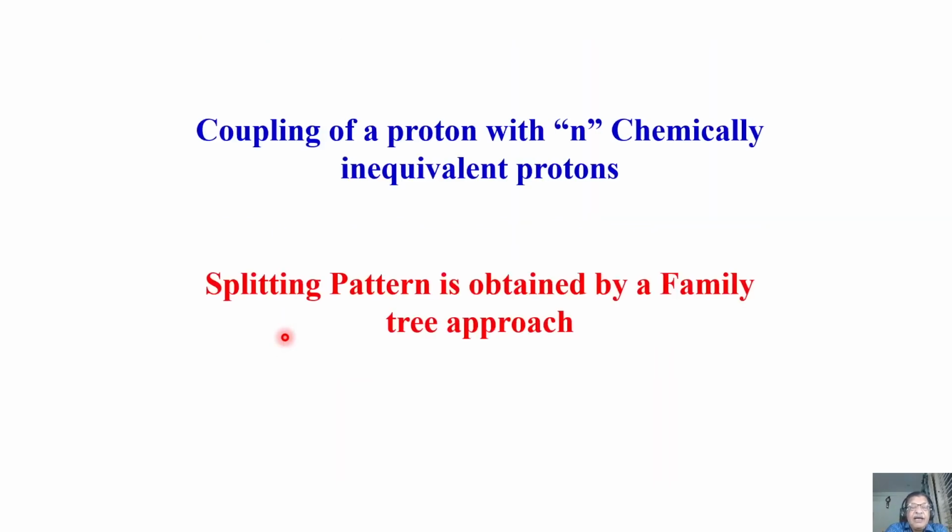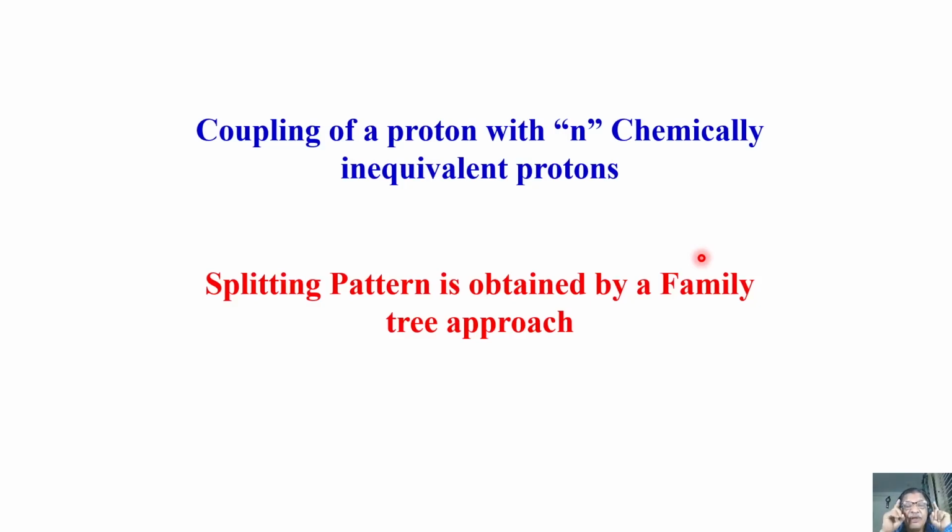And now we will go to more complex multiplicity patterns. Remember one important point: coupling of a proton with chemically inequivalent protons. In which case, we can obtain the splitting pattern by what is called a family tree approach. What is a family tree approach? Husband and wife have 3 children, each of them gets married, and each of them may get 3 or 4 children. 1 will become 2, 2 will become 4, 4 will become 8. Like a chain reaction, it keeps going on. This approach is called a family tree approach.